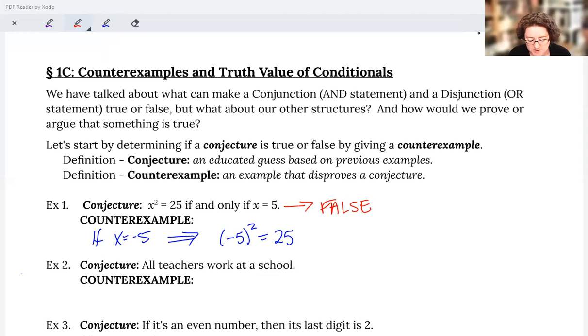Alrighty, example 2, our conjecture is all teachers work at a school. What do you think, true or false? Now for this one, we may need to play around with our grammar a little bit. I am proposing that this is a false statement. Because, do you know of any teachers that don't work in a school? Notice I changed my grammar a little bit. Well, we definitely have teachers that work at home. That could be our counterexample.